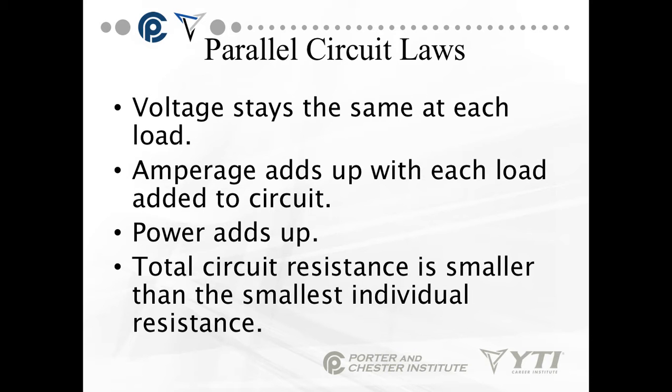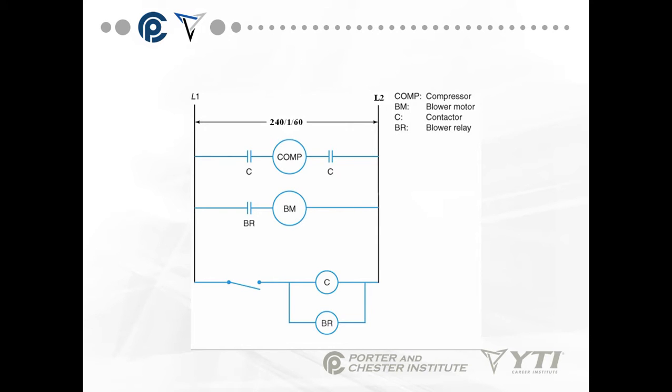Parallel circuit rules: voltage stays the same at every load, it's source voltage. Amperage adds up with each load added in the circuit. In other words, the compressor has 12 amps, the blower motor has 1 amp, and the relay coils C and BR down there each have 0.5 amps. So I have my 12, 1, that's 13, 0.5, 0.5, that's 14 amps when this circuit is all energized. This is the type of circuit that is used in your house. Every light adds to the amperage. Every appliance adds to the total amperage of what you're using.